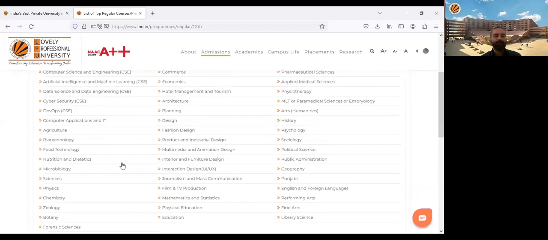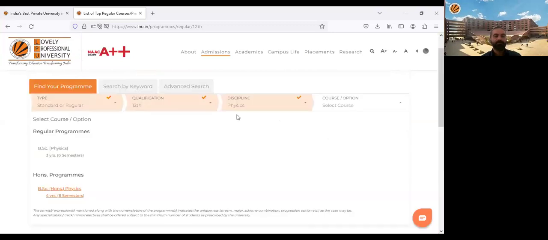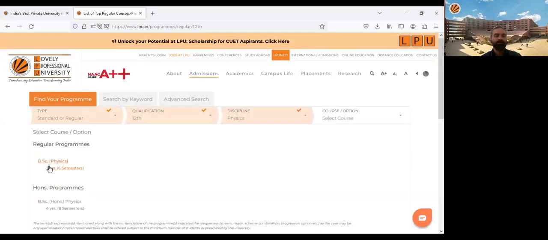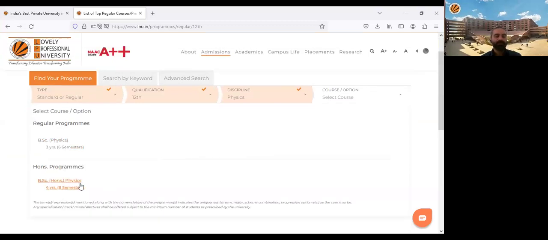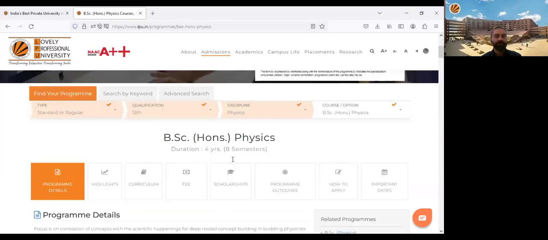Like if you are interested in physics, you go to physics, then you select physics over here, and then you can see BSc Physics and BSc Honors Physics. So we have two different programs with different durations. One is BSc Physics, another is Honors in Physics. Suppose you click BSc Honors Physics, then you can get to know the relevant details for this particular program.